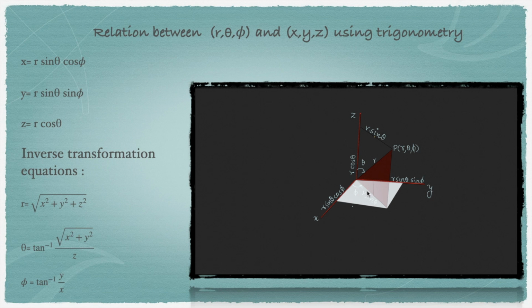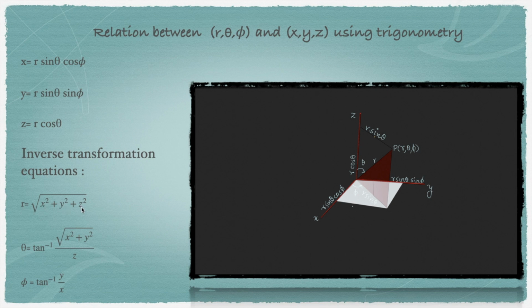As you can see, the component of r along the z-axis is r cos theta here. Now the component of r along the xy plane has a length r sin theta. Therefore, resolving r sin theta along phi gives the x component r sin theta cos phi and the y component r sin theta sin phi.